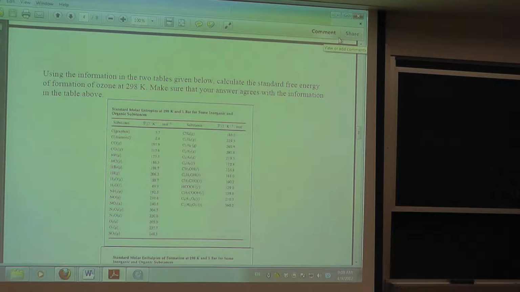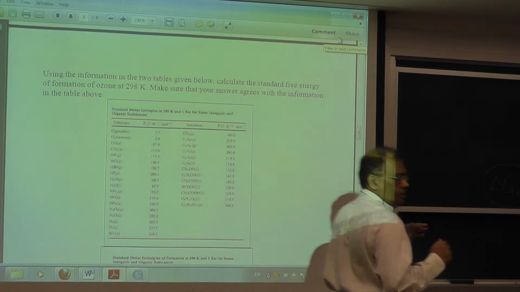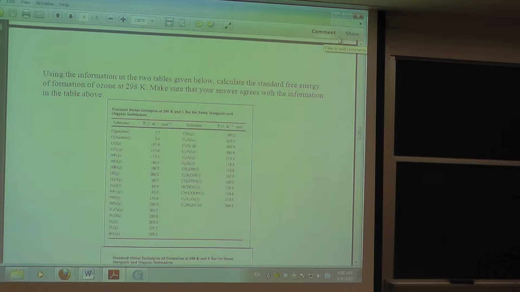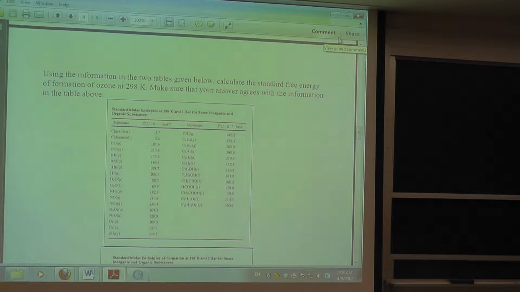Let's just make sure. Oh, it's not the same as they got. We convert this to 718. They got 163. What if we change this?